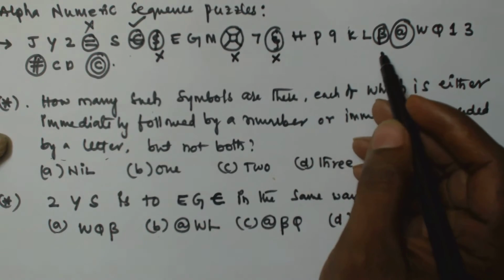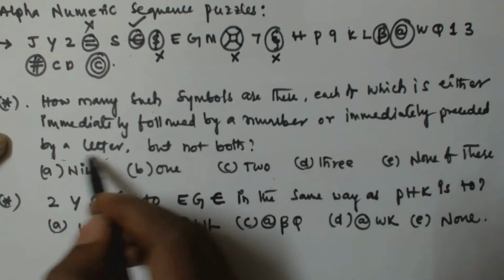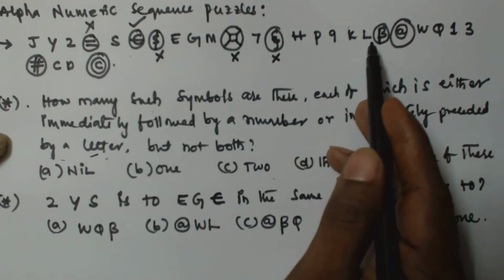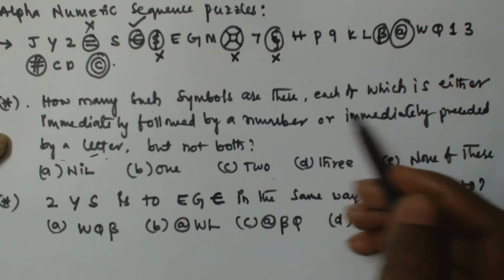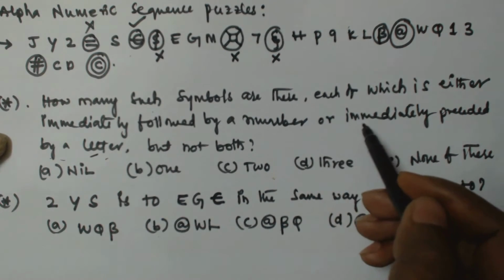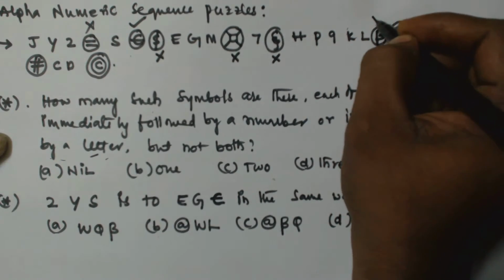And next one is the beta, right? So beta is preceded by a letter. So immediately preceded by a letter. So this is satisfying one condition and it is not followed by a number. So that means it is satisfying only one condition, that is preceded by a letter. So that means I can take beta, right?